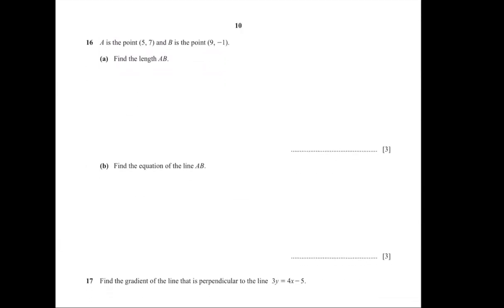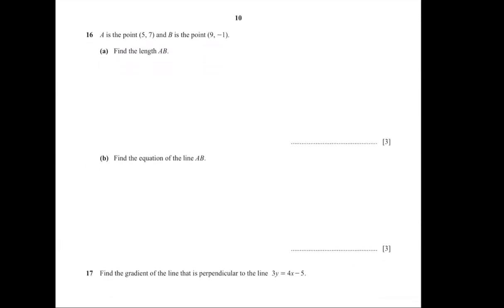A is (0.5, 7), B is (0.9, -1). Find the length of AB. So these are like in a coordinate grid. Basically, you need to find the difference in x and the difference in y and use Pythagoras' theorem. The difference in x coordinates is 4, and the other one, the difference is 8. So using Pythagoras' theorem, AB squared, you just need to use 16 plus 64.